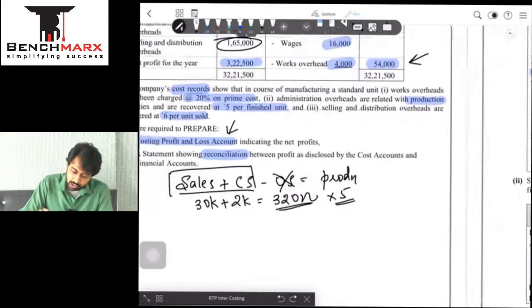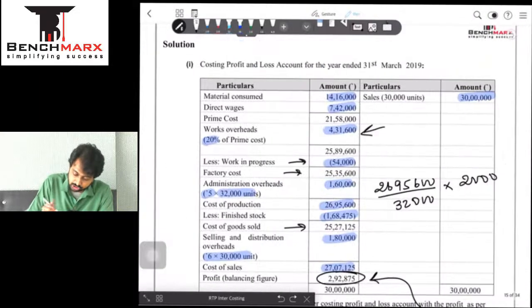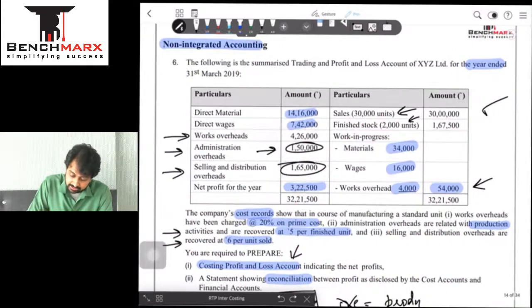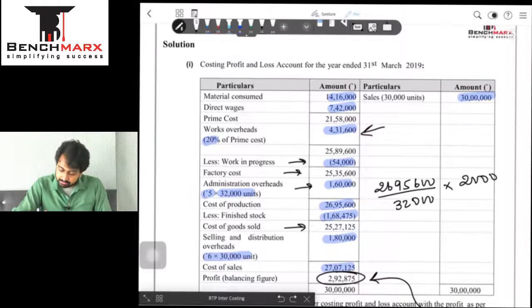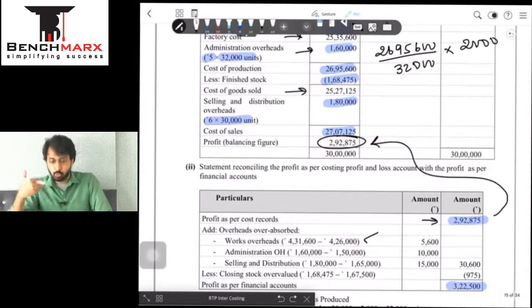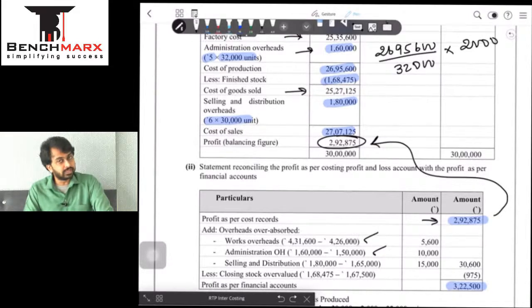Similarly, what is my admin cost as per finance? Can I say 1,50,000? Yes. What is my admin cost as per cost sheet? Can I say 160? So 160 is here, 150 is there, which means the expense is more in cost by 10,000. Expense is more in cost, which means the profit is less in cost. If the profit is less in cost, that means it is more in FA. More in FA, which means we are going from less to more. I will again add the difference between 160 and 150. That is add admin expenses.